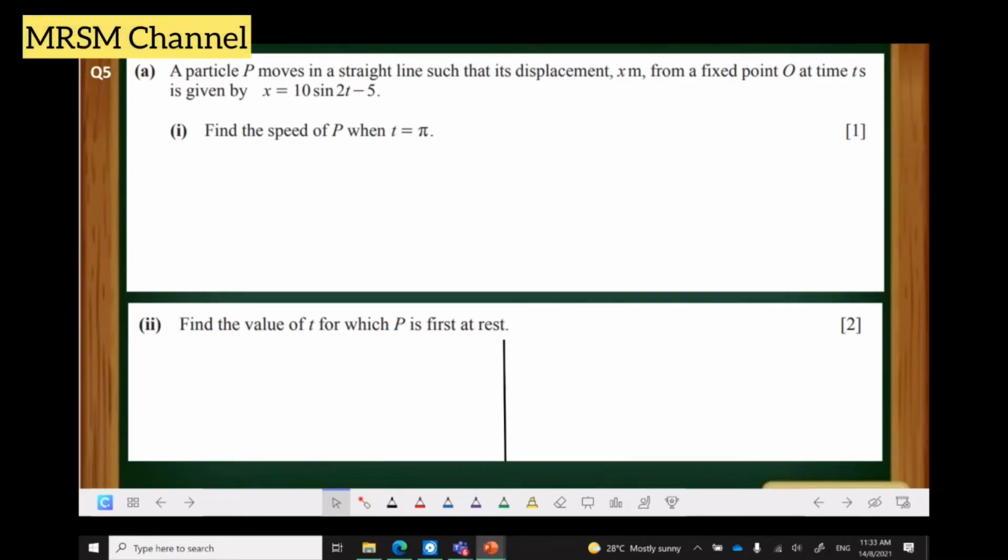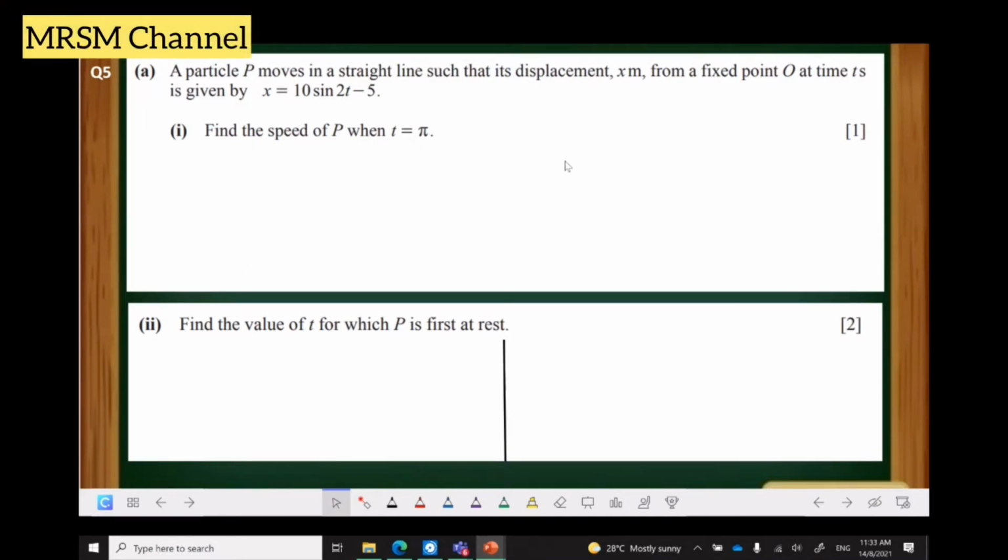Okay, so dia kata particle P moves in a straight line such that its displacement x meter from a fixed point O at time t second is given by x is equal to 10 sin 2t minus 5. Okay, so dia punya movement is in trigonometric function. Alright, so question asks you to find speed of P.